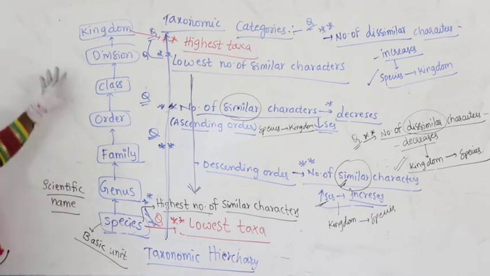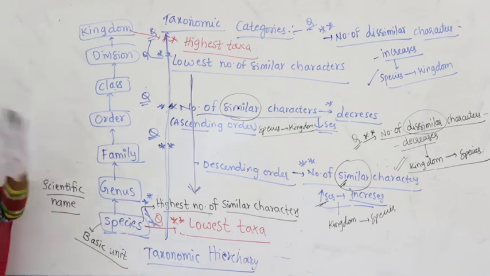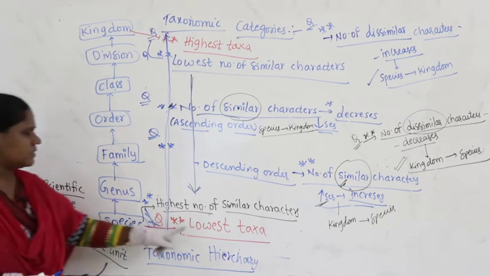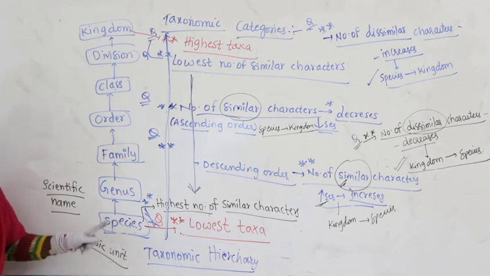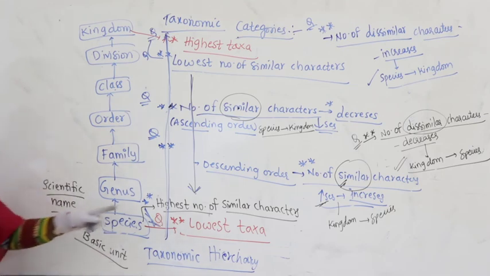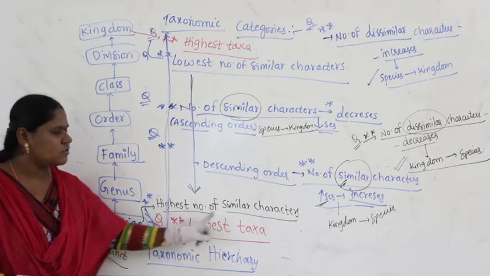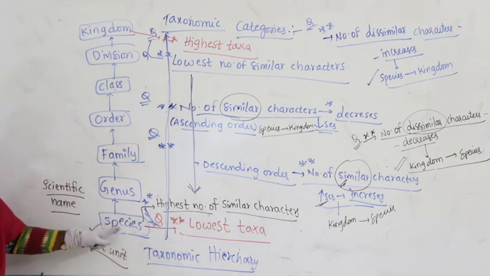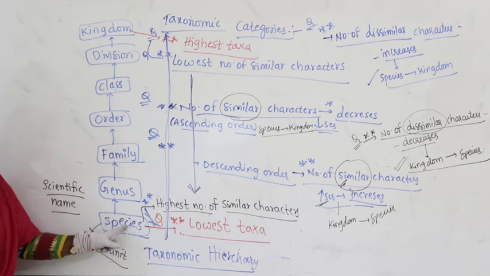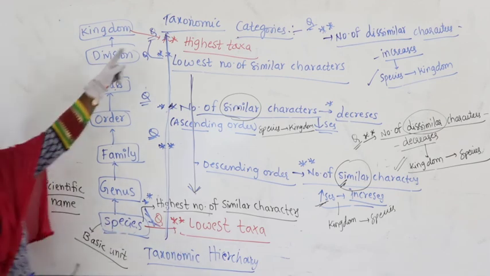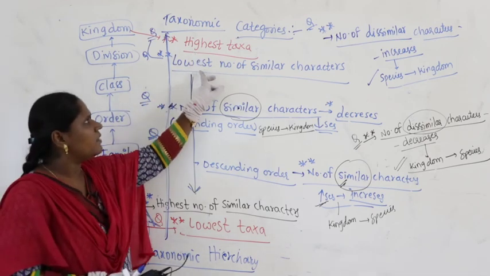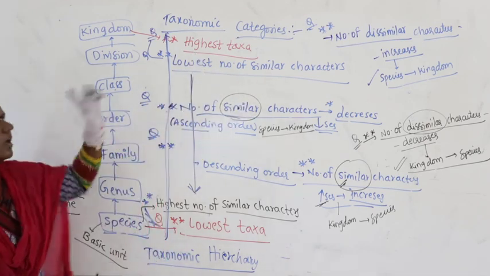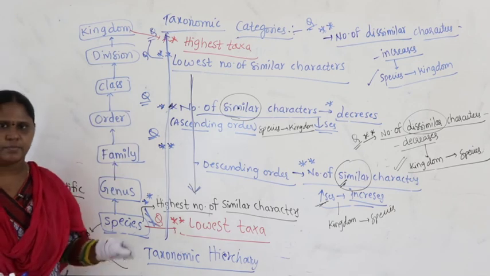This is the taxonomic hierarchy. First question: which is the lowest taxa? That is species. Second question: what is the basic unit of classification? Species. Third question: which has the highest number of similar characters? Species. I gave you 3 questions on species, right? Similarly, fourth question: which is the highest taxa? Kingdom. Fifth question: the taxa with the lowest number of similar characters, again the answer will be kingdom, right?